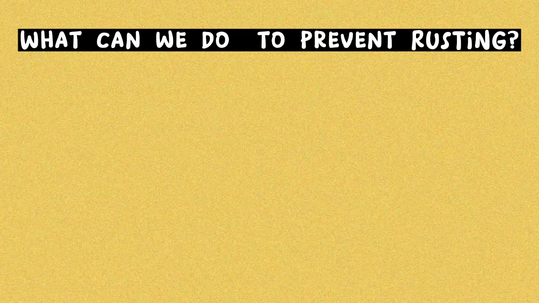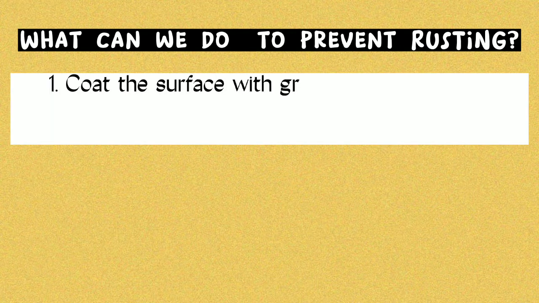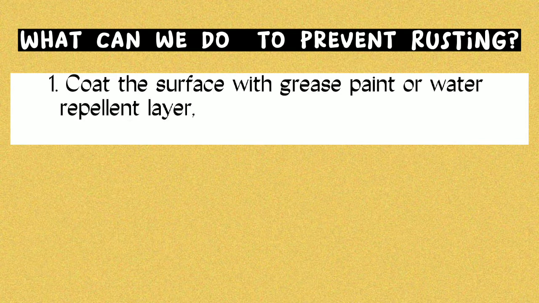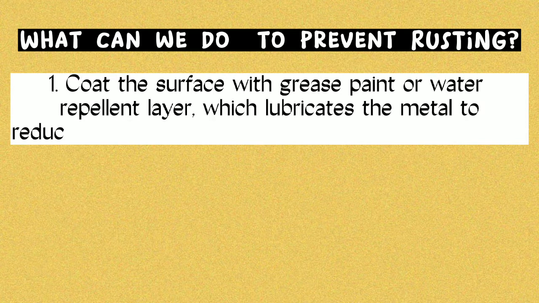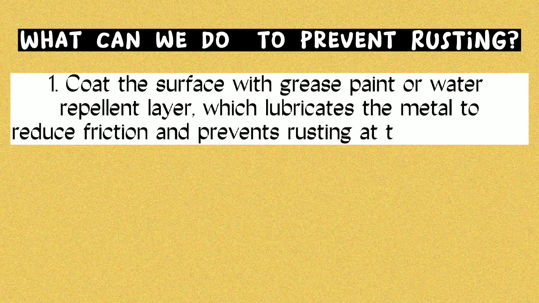So what can we do to prevent rusting? The first method is to coat the surface with grease, paint, or a water-repellent layer, which lubricates the metal to reduce friction and prevents rusting at the same time.